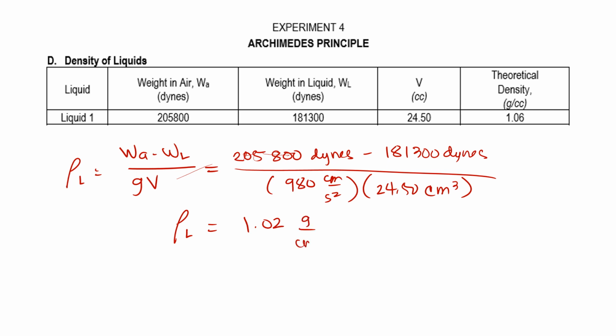grams per cubic centimeter. Now let us compute the percentage error. This is 1.02 minus 1.06 over 1.06, which is the theoretical value, times 100. Again, this is absolute value. So the answer is 3.77.